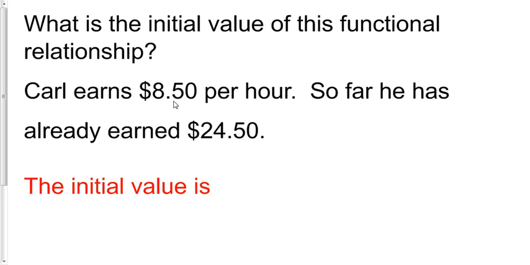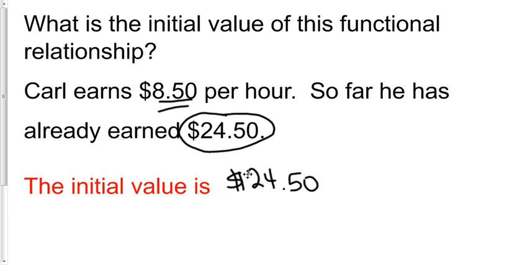Carl earns $8.50 per hour, and so far he's already earned $24.50. What's already happened, or what is the initial amount that he's starting with? It's $24.50, and then the $8.50 per hour that he'll make is actually going to be added on top of that later. So the starting amount is $24.50.